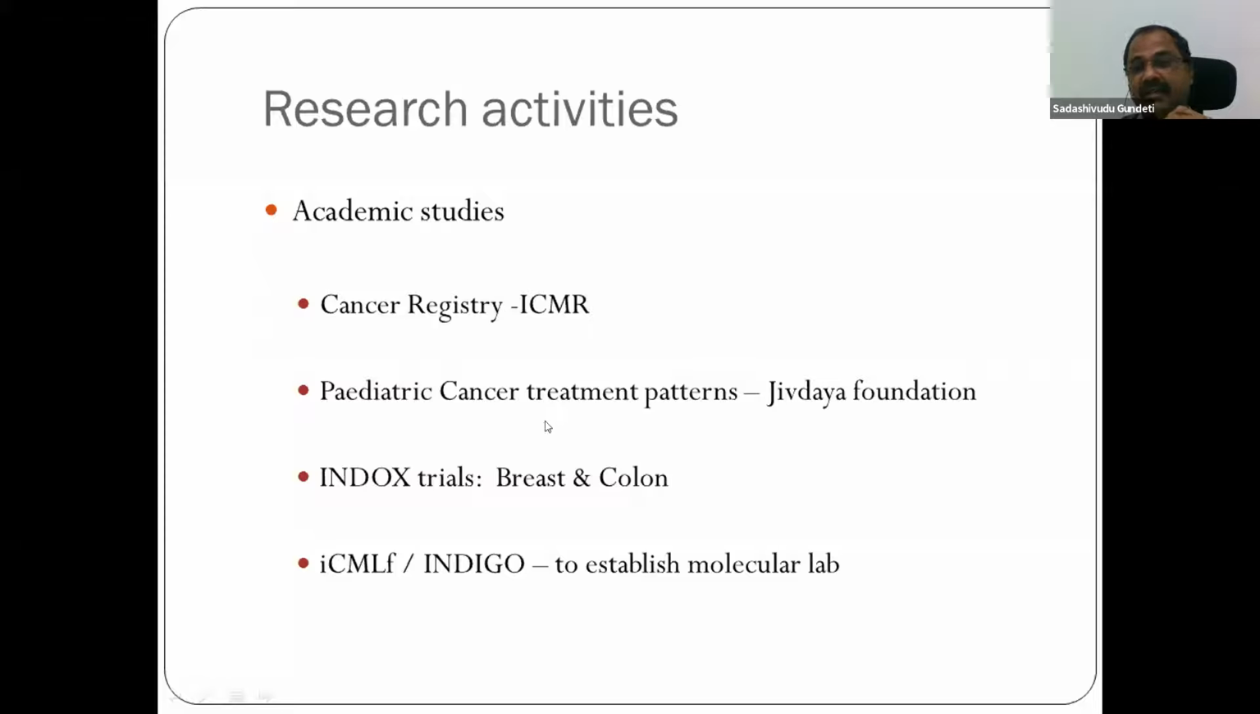And Indox, that is India plus Oxford, we have the collaboration with that. We have some clinical trials. And with ICMR and Indigo, we had to establish a molecular lab. We got some grant. So these are academic things, and we were trying to establish them. Suddenly, both of them left. I had to continue all these things.